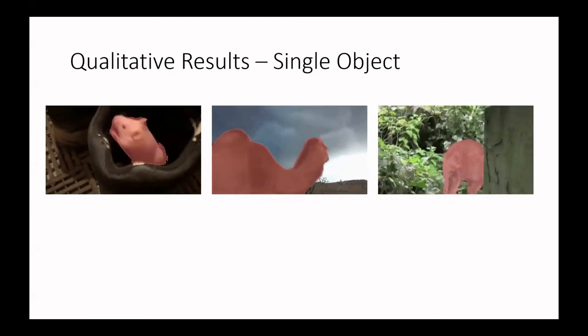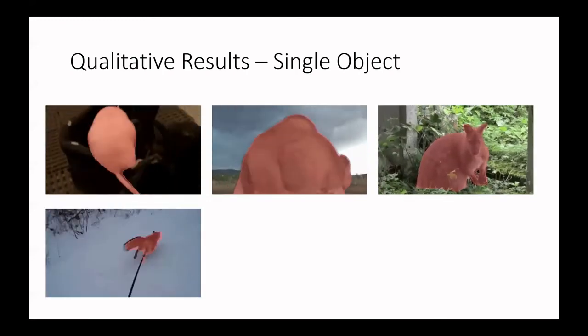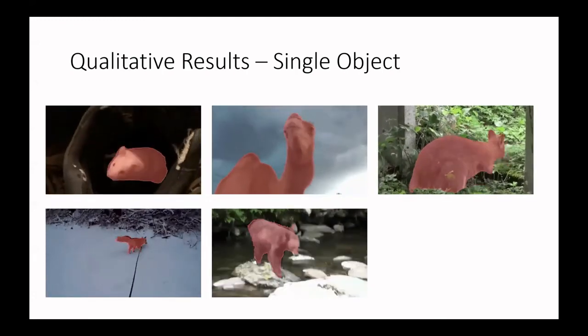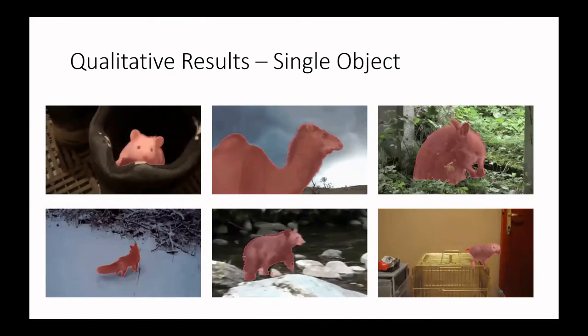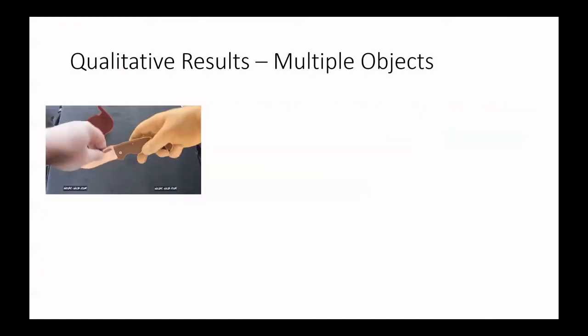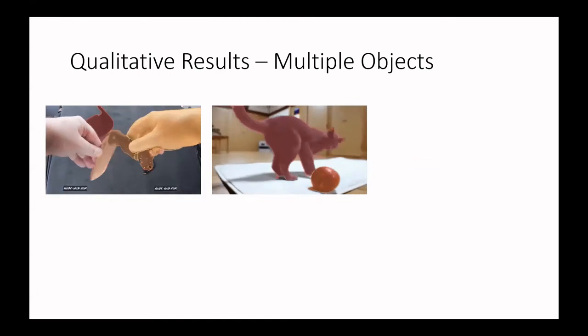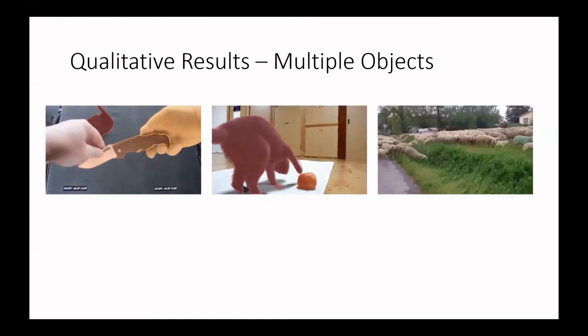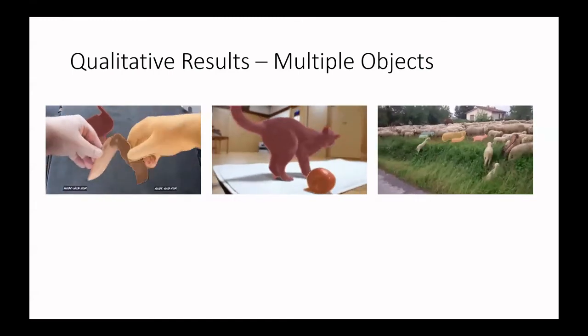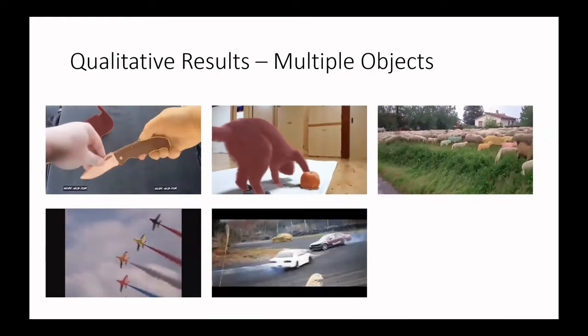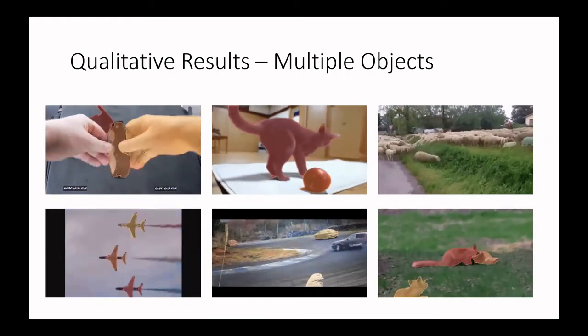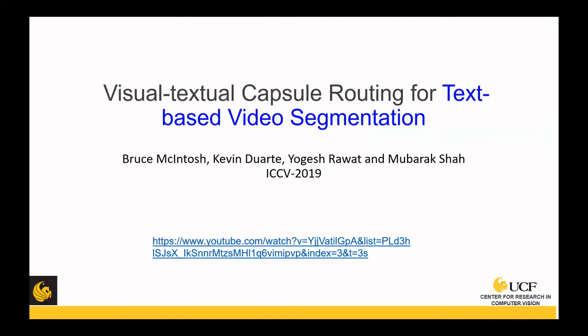I never thought we could get these kind of results, say 5 years ago. And this is using capsules, single object. We have multiple objects, as you see. Again, we can segment these. There are these different sheeps, different airplanes, cars, all these animals.